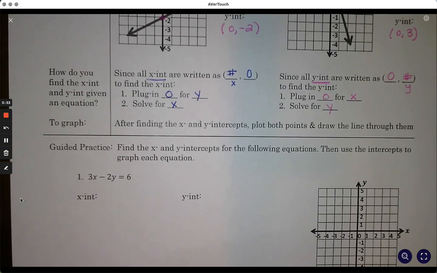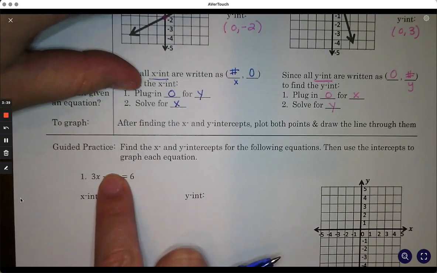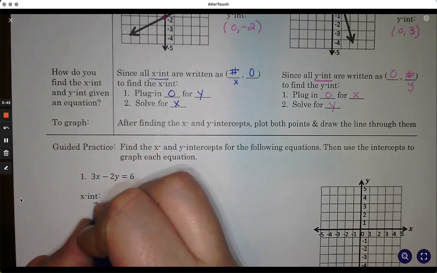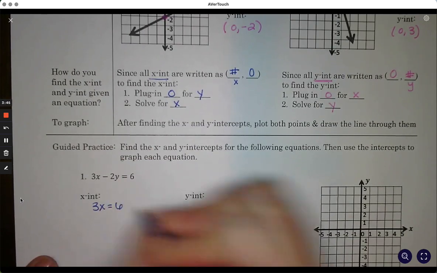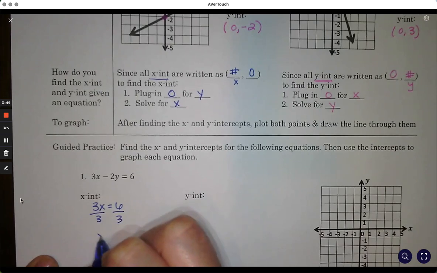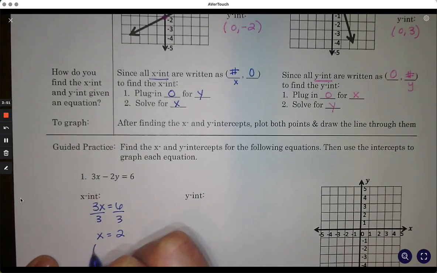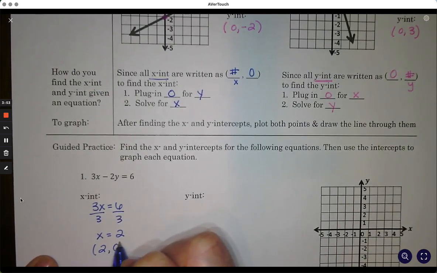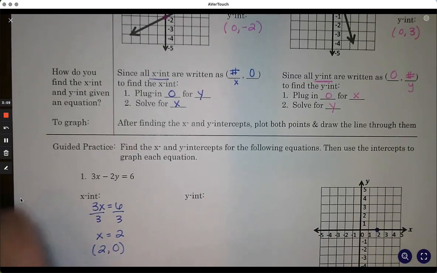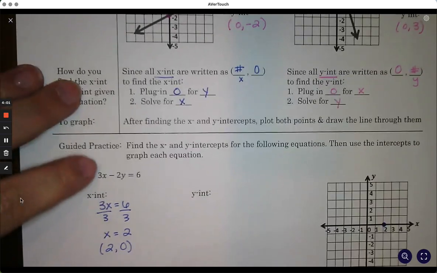Okay, so if I am looking for the x-intercept, this is how I teach Algebra 1. Cover up the y. So 3x equals 6. Solve for x. Divide both sides by 3. X equals 2. So my x-intercept is at 2, 0. 1, 2. Boom. Done. If you're looking for the y-intercept, cover up the x.